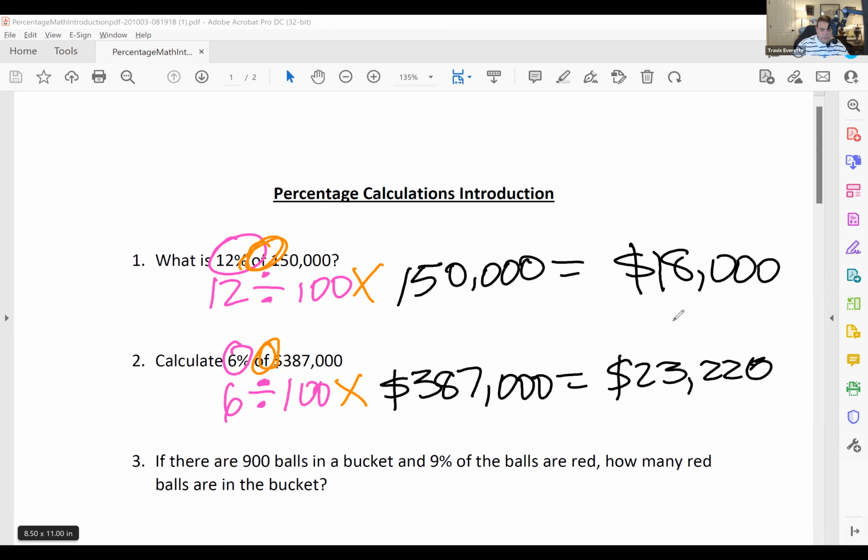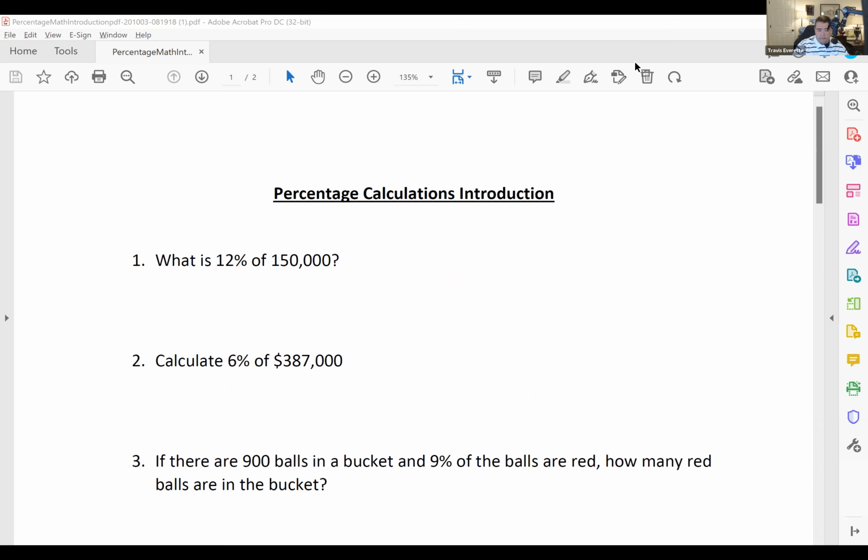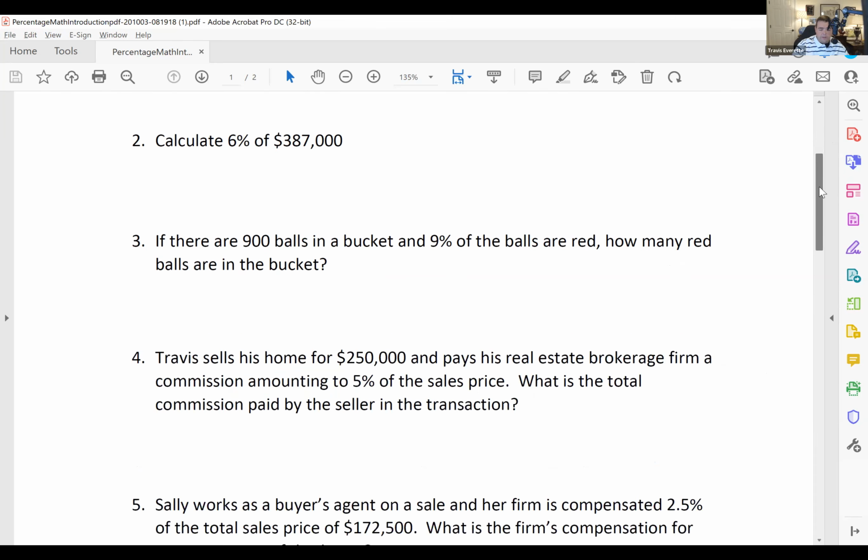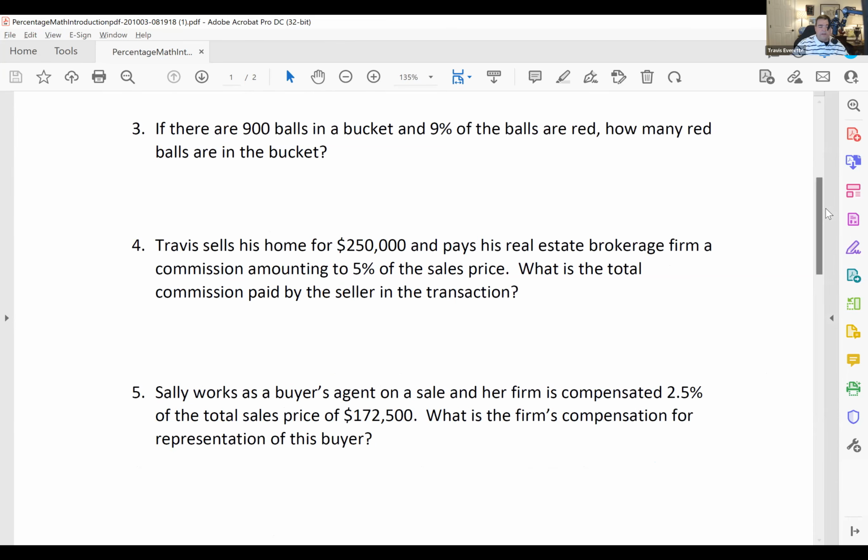Okay. Look at number 3 here. Number 3 says if there are 900 balls in the bucket and 9% of the balls are red, how many red balls are in the bucket? Let me clear my other ones out so I can scroll down here. Good thing about the video, you can always back it up if you need to. If there are 900 balls in the bucket, and 9% of the balls are red, how many red balls are in the bucket? Well, here's the thing.